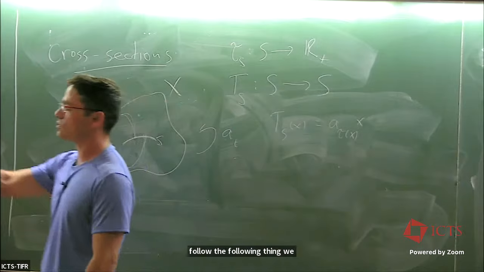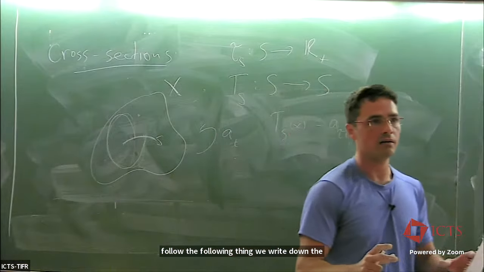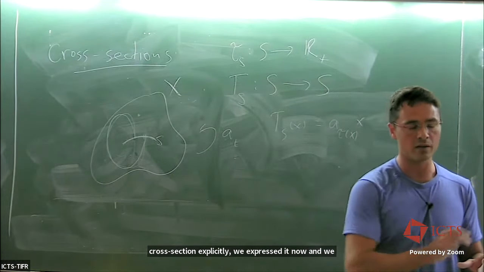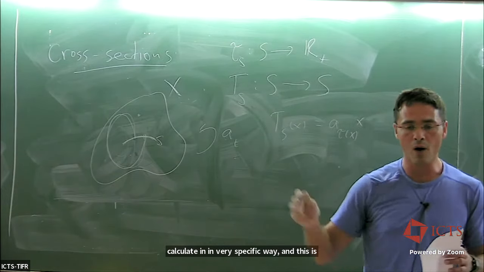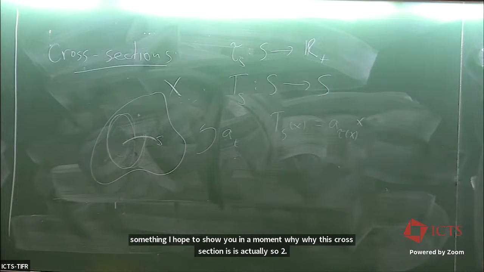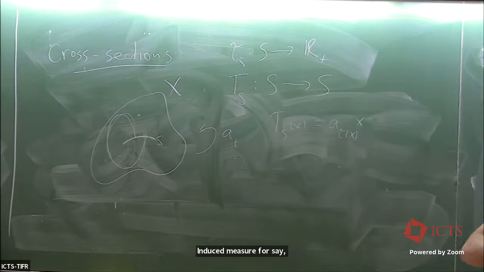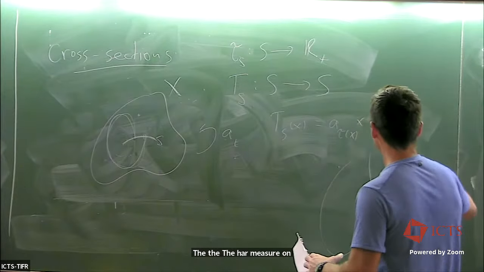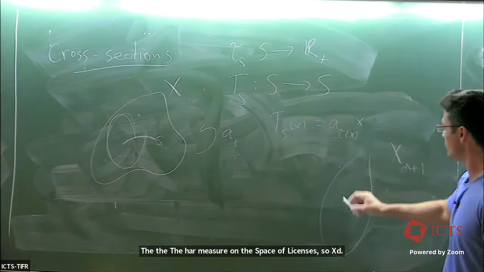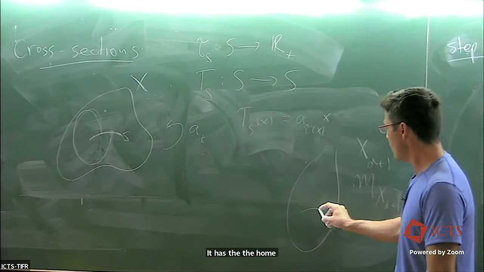Okay, so the results that I mentioned at the beginning follow from the following thing. We write down the cross section explicitly. We expressed it now, and we calculate in a very specific way, and I hope to show you in a moment why this cross section is actually so successful. We calculate on the cross section the induced measure for, say, the Haar measure on the space of lattices. So X_{d+1} is my space of lattices. It has the Haar measure on it. Now I have defined a cross section.